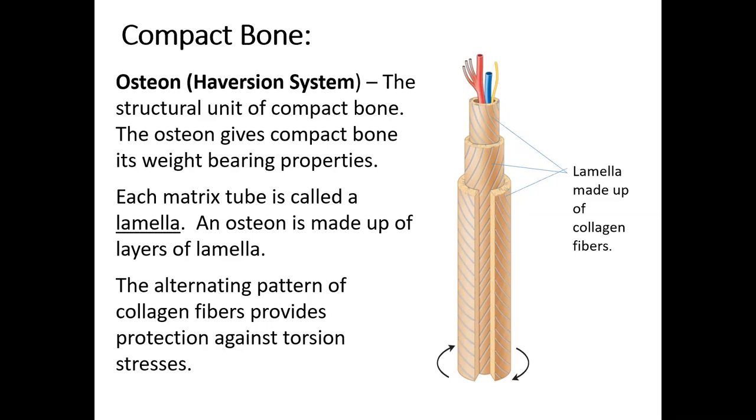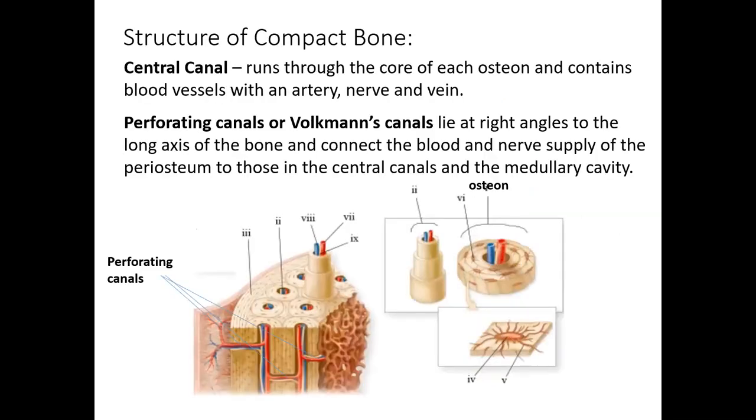The compact bone has two functional structures. And what are they? The two functional structures are the central canal and the perforating canals, or Volkmann's canals. The central canal runs through the core of each osteon and contains blood vessels with an artery, a nerve, and a vein.